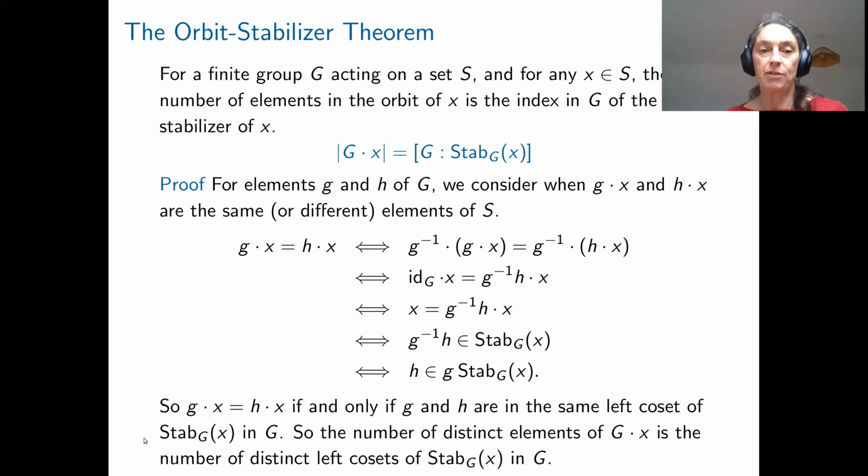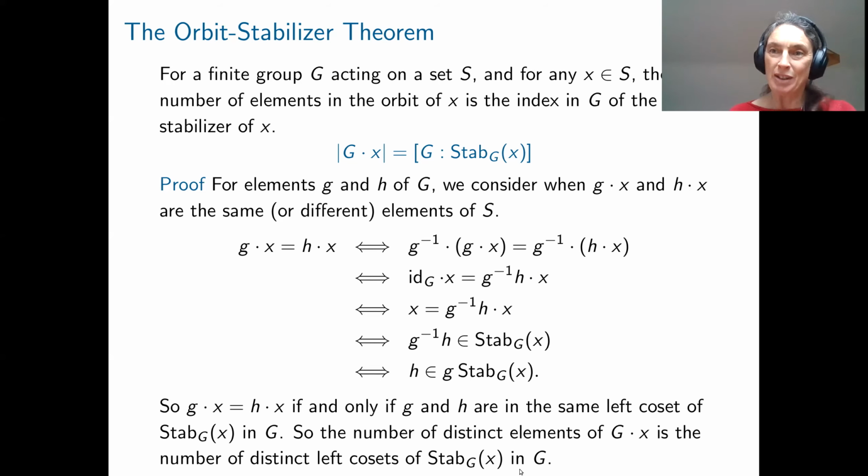If G and H are in the same left coset of the stabilizer, they give the same element; they're different if G and H are in different left cosets of the stabilizer. So what this is saying is the number of distinct elements in the orbit of X is the number of distinct left cosets of the stabilizer in G, which is exactly what we're required to prove.